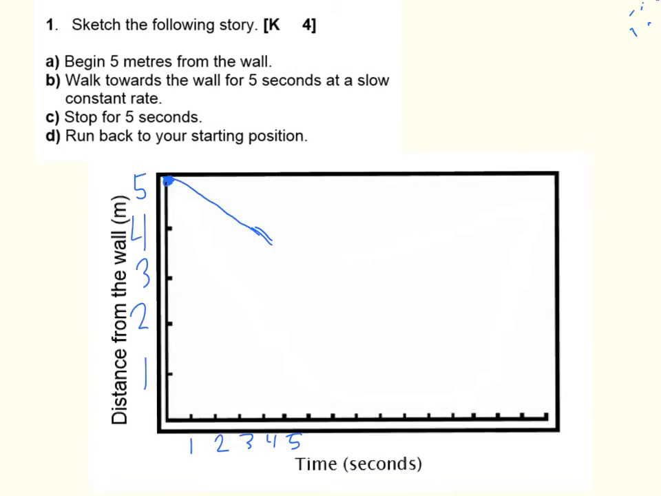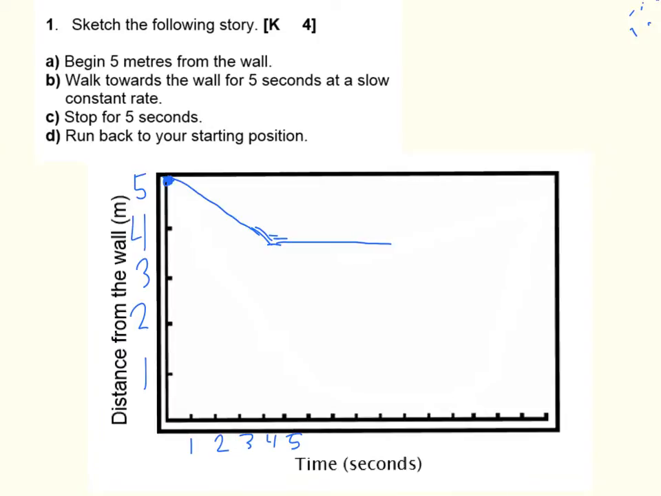Then it says stop for 5 seconds. So now I'm going to stop for 5 seconds. When I'm stopping for 5 seconds, it means the distance from the wall is not changing. So stopping for 5 seconds means it's going to have a slope of 0, and I'm going to go a straight line from there for about 5 seconds. You'll have to excuse the inaccuracy of the stylus I'm using.